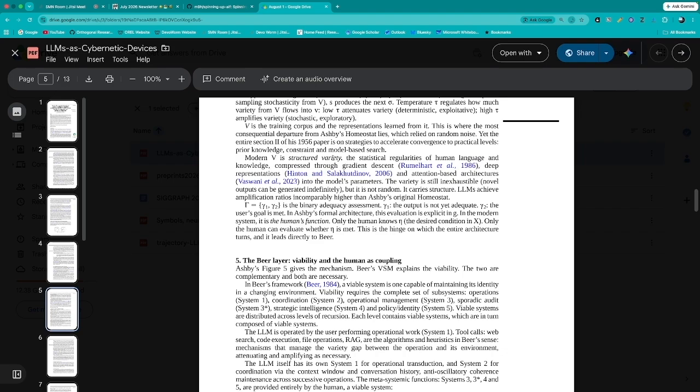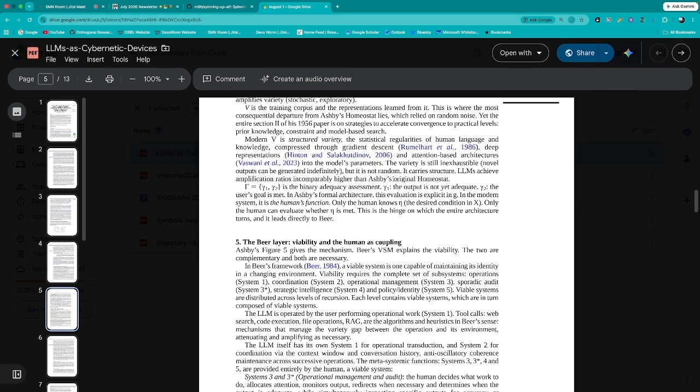Modern V is structured variety, that is the statistical regularities of human language and knowledge, compressed through gradient descent, deep representations, and attention-based architectures in the model's parameters. The variety is still inexhaustible, so for example, novel outputs can be generated indefinitely, but it is not random. It carries structure. Large language models achieve amplification ratios incomparably higher than Ashby's original homeostat.